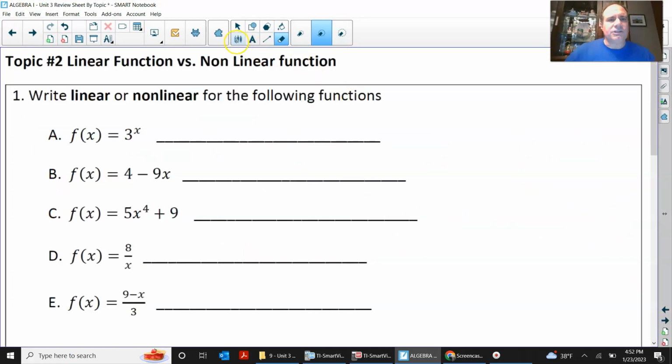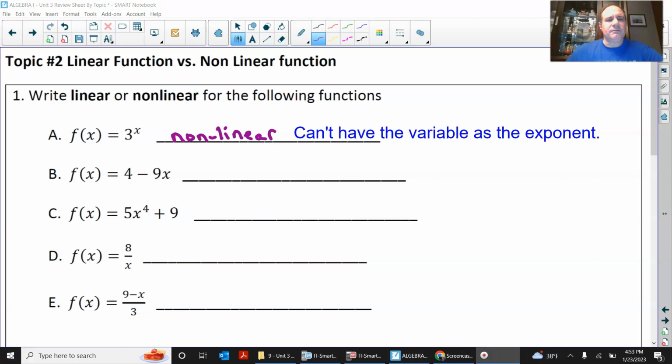All right, so topic 2, linear function versus nonlinear function. So we're going to write linear and nonlinear here for the following functions. All of them are functions, so you don't have to worry about that. You just have to worry about if this is linear or not. So this is nonlinear. And remember, you can't have a variable as an exponent.